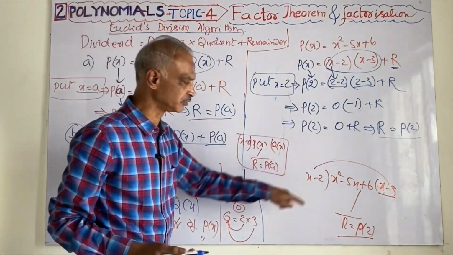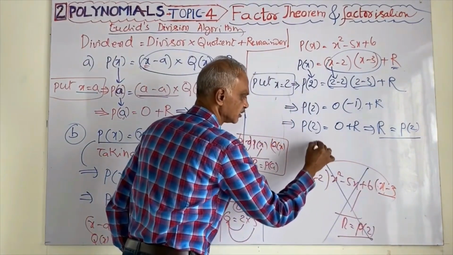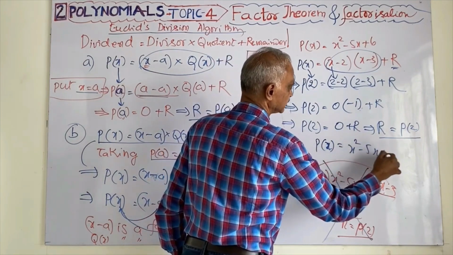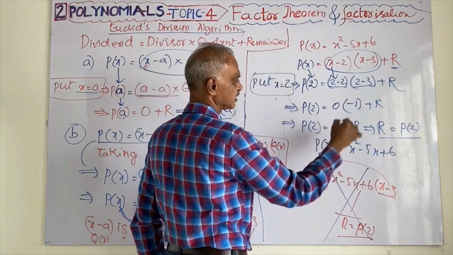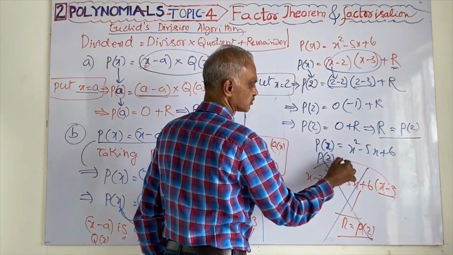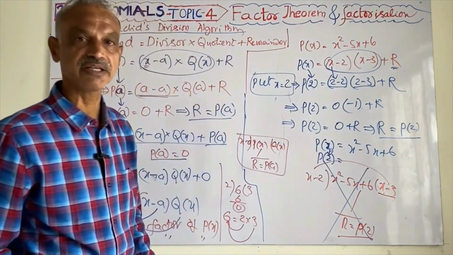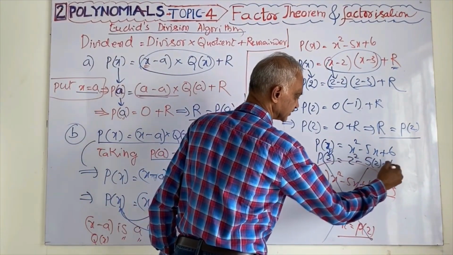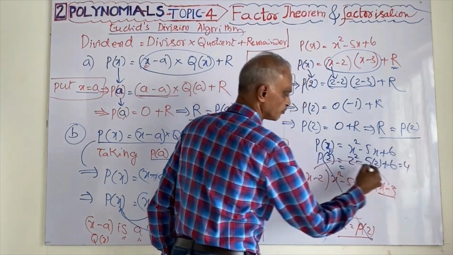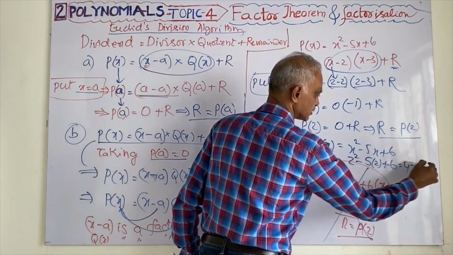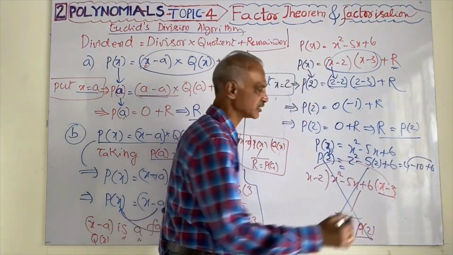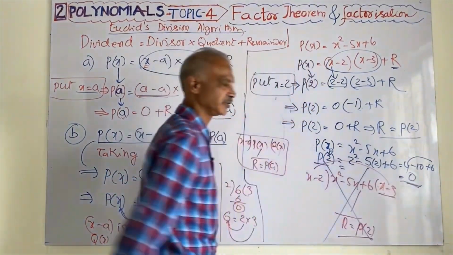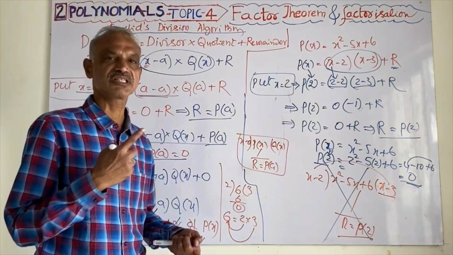We can directly, no need to divide like this. Just see, P of 2, again I will tell you. P of x is equal to x square minus 5x plus 6. What is x here? We have to substitute x is equal to 2 because you are dividing with x minus 2. P of 2 is 2 square minus 5 into 2 plus 6. 2 square means 4, 5 2s are 10, plus 6. 6 plus 4, 10. 10 minus 10, 0. What is the remainder you got? P of 2, remainder is 0. Then you can say x minus 2 is the factor of P of x.